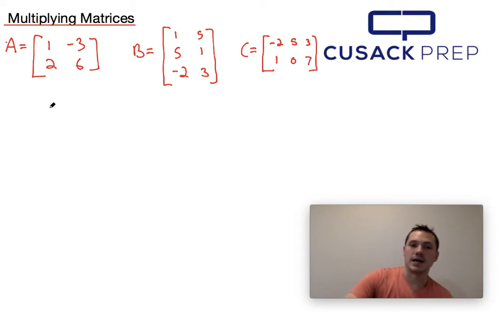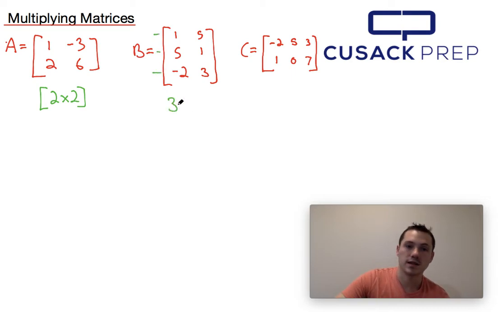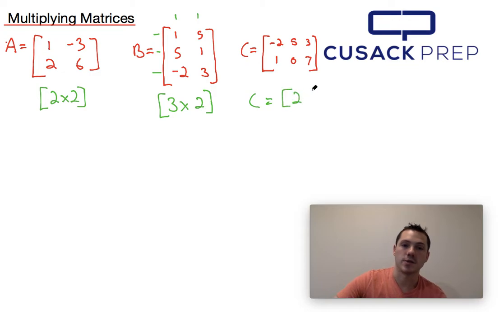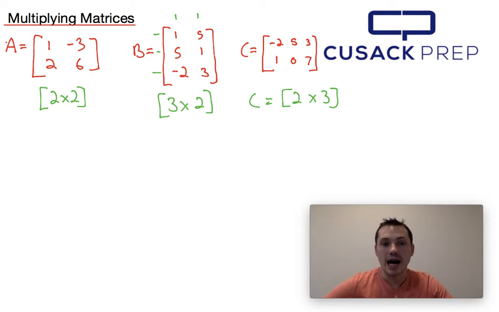Okay, so just to reiterate, matrix A is a 2 by 2 matrix. Matrix B has 1, 2, 3 rows and 1, 2 columns, so it is a 3 by 2 matrix. And matrix C is a 2 by 3 matrix, 2 rows and 3 columns. Now, some important things to keep in mind, as I said before, the columns of the first matrix have to match the rows of the second matrix, otherwise you're not going to be able to do this multiplication.